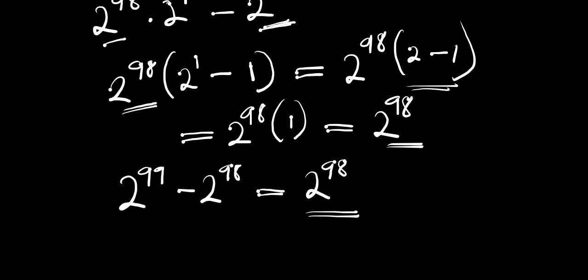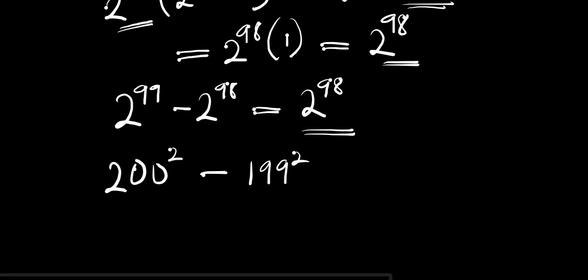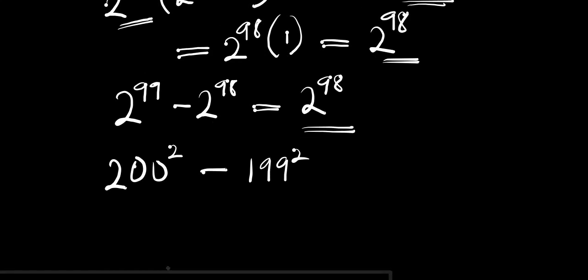Now, there's also another problem that is also very similar to this. What if you have 200 squared minus 199 squared? You have 200 squared minus 199 squared, and you are going to evaluate this without making use of a calculator. How are you going to go about it? Now, I'm going to give you two different methods of tackling this problem. Now, the first method, let me have it as method 1.